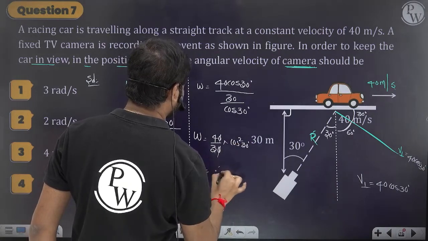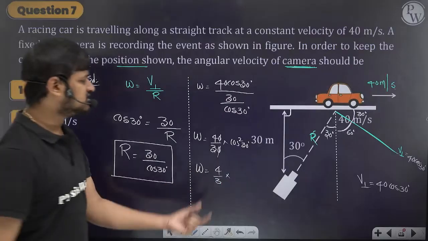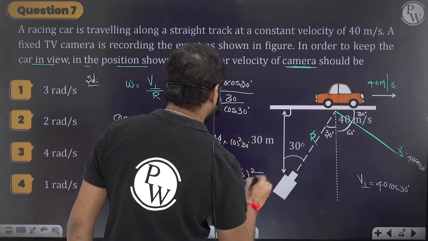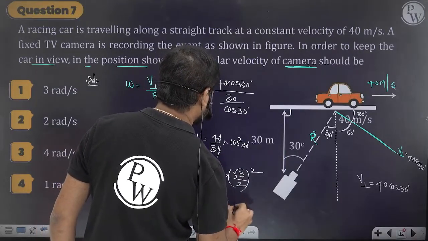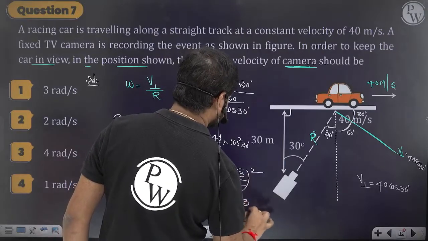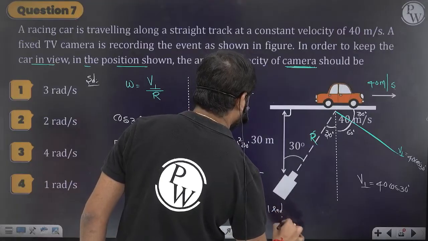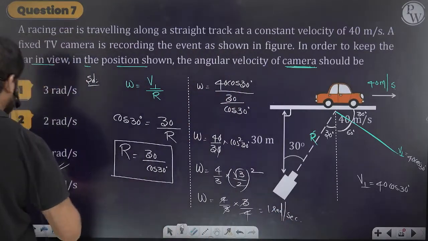Omega is equal to 4 by 3 into, so what is this cos 30 value? We know that cos 30 is root 3 by 2. So root 3 by 2 whole square. Root 3 whole square is 3, 2 square is 4. So 3 cancels, 4 cancels. The omega is equal to 1 radian per second. Option 4 is the correct one.